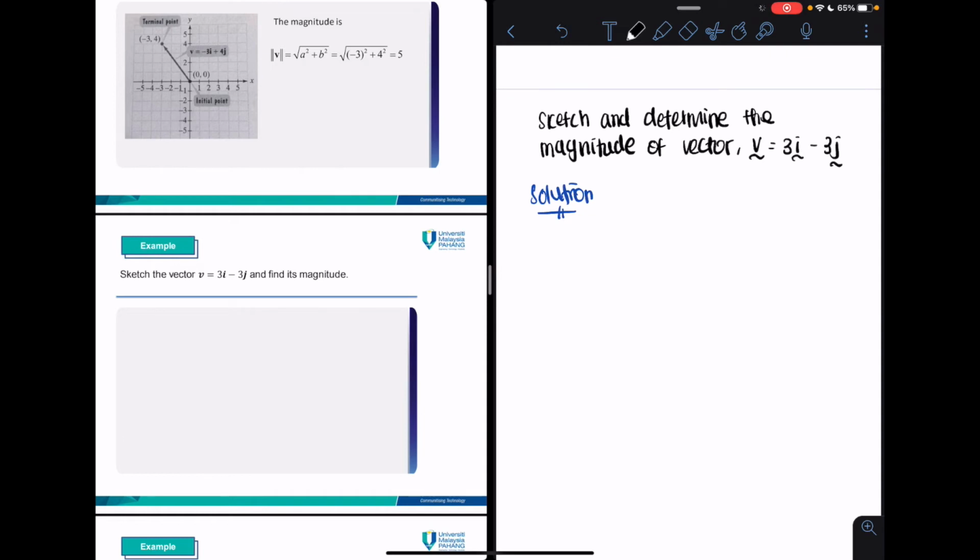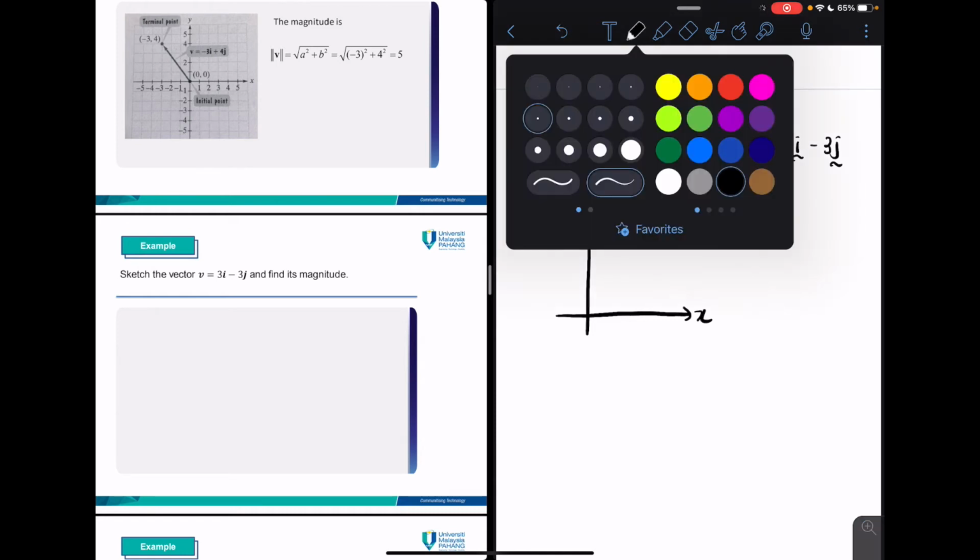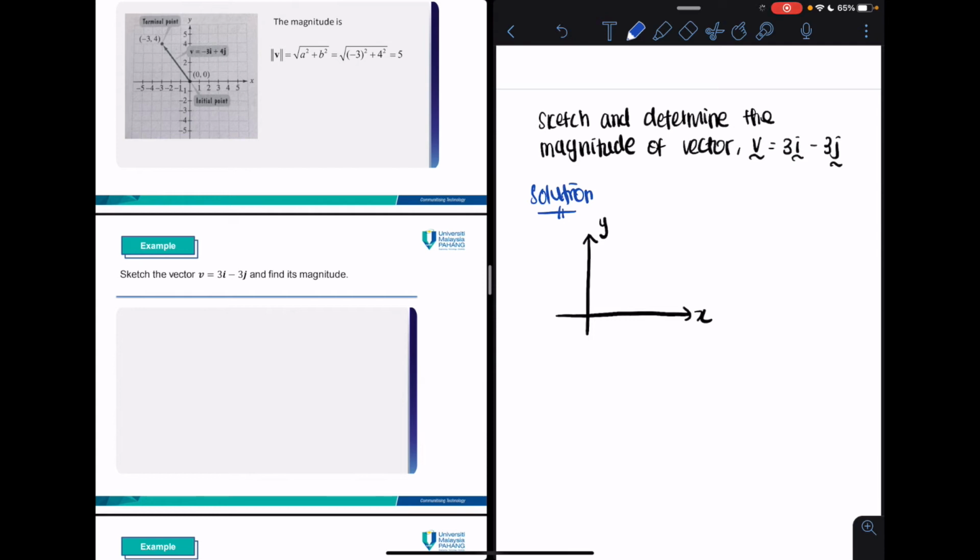Now let's take a look at this example. Let's do this together. The question asks us to sketch and determine the magnitude of the vector, given that vector V is equal to 3i minus 3j. So easy peasy. What should you do right now? Let's try to sketch the vector first. The vector is very straightforward. You have to sketch the vector in 2D. So you will have the y-axis and x-axis, and then it should tell us that right now we are talking about 3i minus 3j. In this case, our vector will move 3 units to the right.